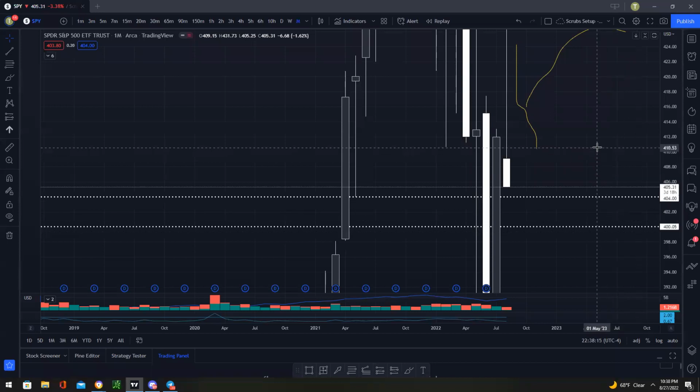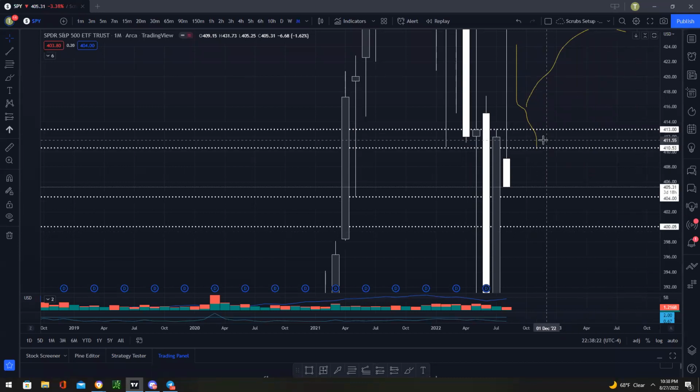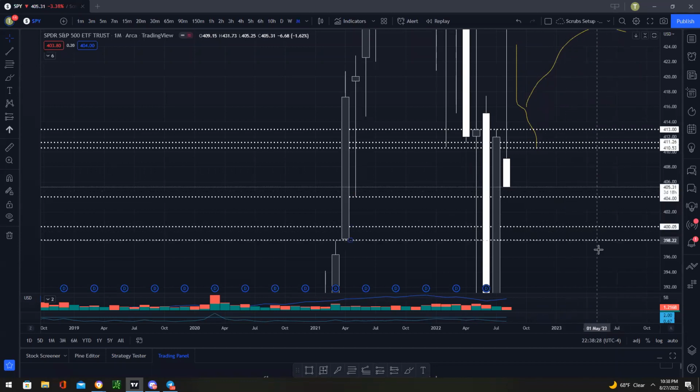Then I want to look at my overhead. So right here is my overhead in this general area. This is the monthly high. And then this is the liquidity in between where participants are willing to step up. So now we have pretty much all of our levels to the top side and downside that can really matter, anywhere from 413 to about $400.